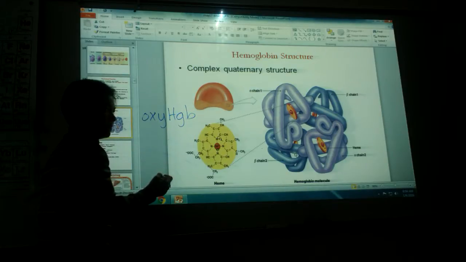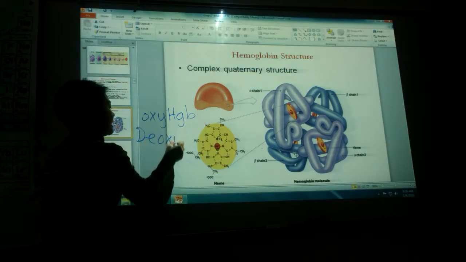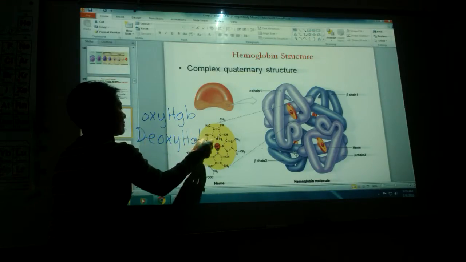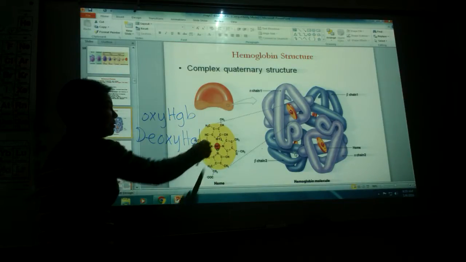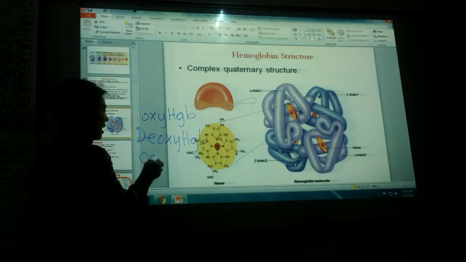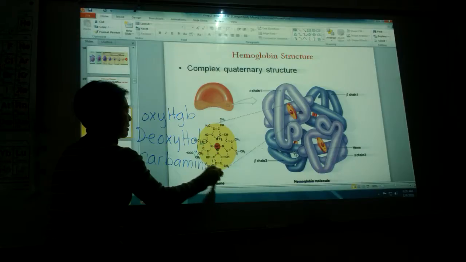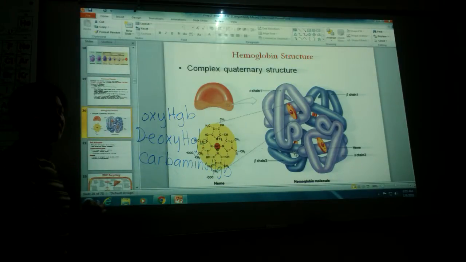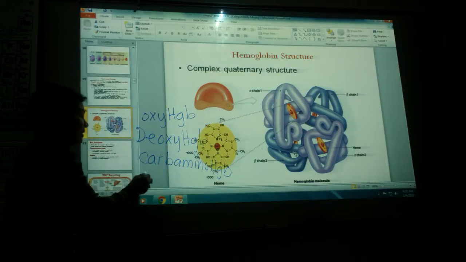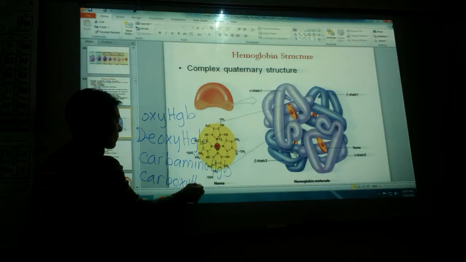So if your hemoglobin has oxygen, you call it oxyhemoglobin. Once the hemoglobin has unloaded the oxygen, you refer to it as deoxyhemoglobin. The carbon dioxide binding is called carbaminohemoglobin. I want you to know that this is different from carboxyhemoglobin.